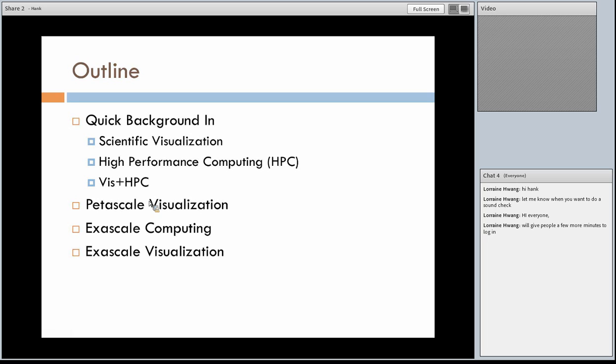I'll give a quick overview of exascale computing and what some of the challenges will be at the exascale, because it's a very different world than the world we've lived in so far in terms of the leading edge supercomputers. And then, of course, what I'm really excited about and want to tell you about, and what Lorraine asked me to tell you about, is this exascale visualization problem.